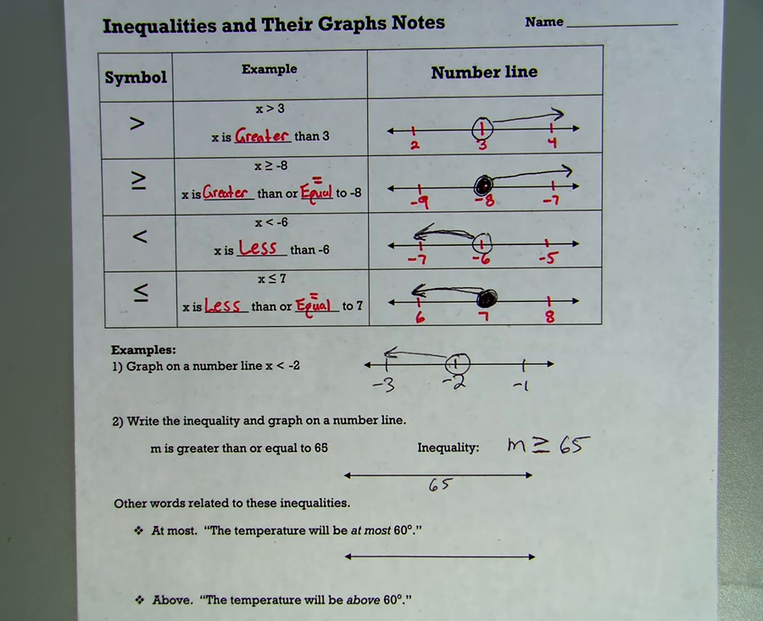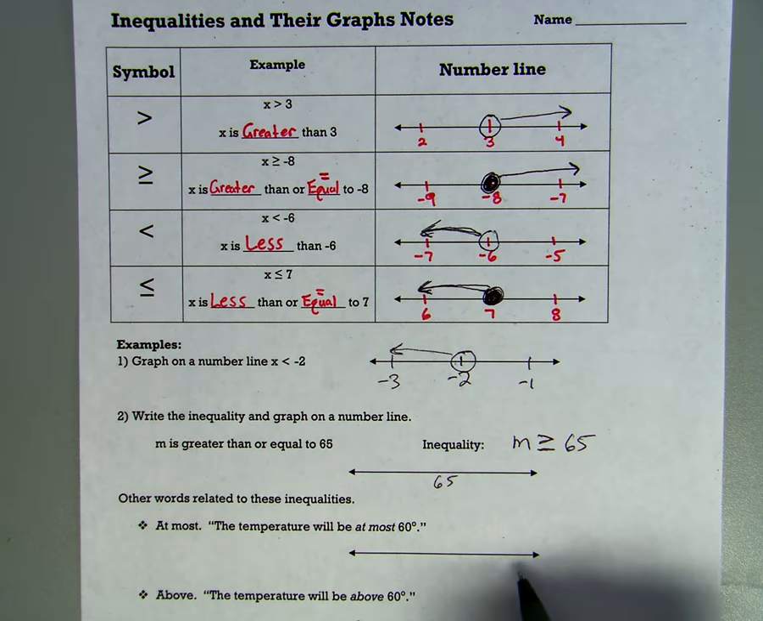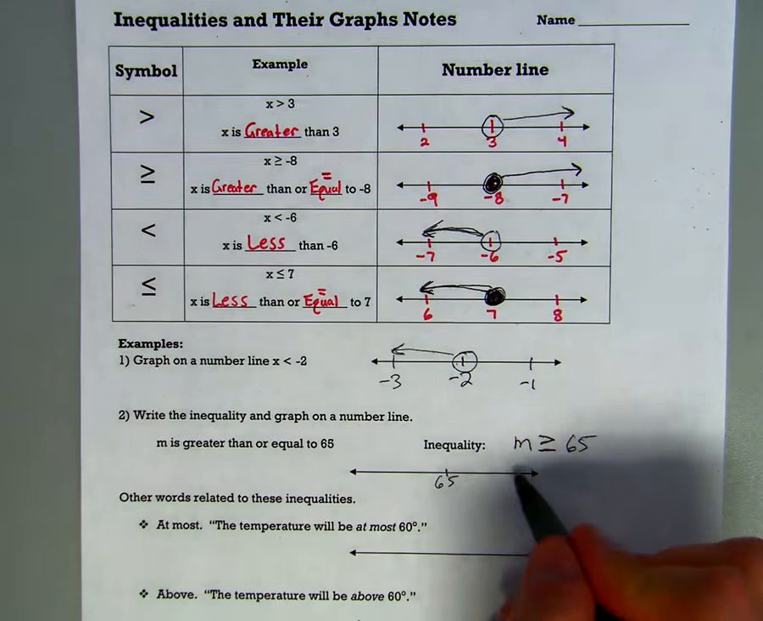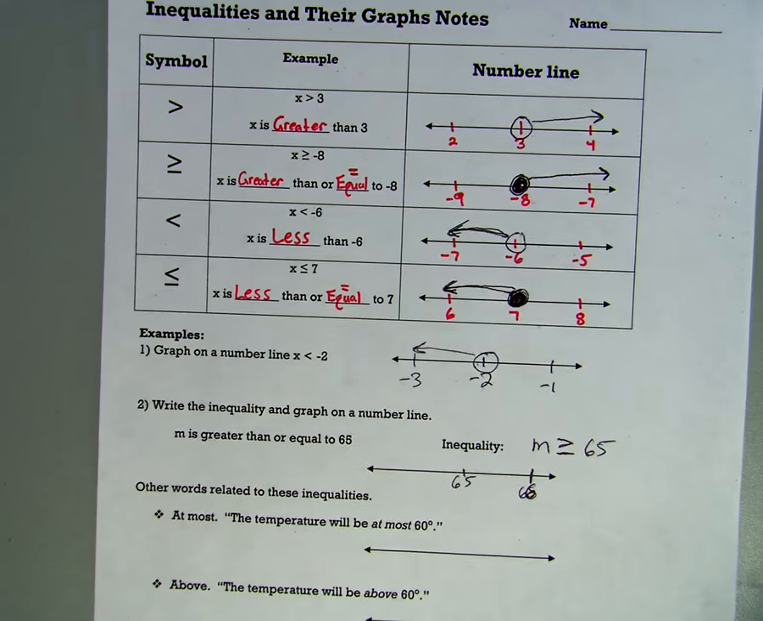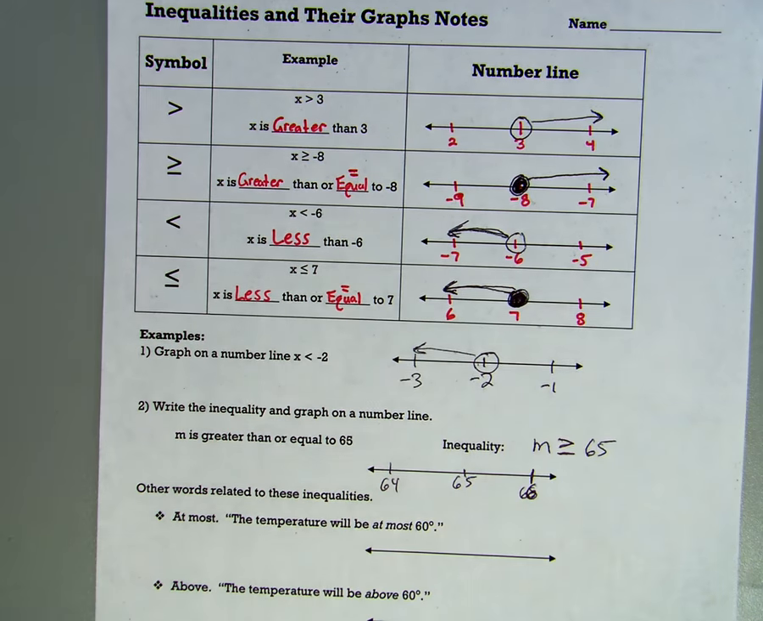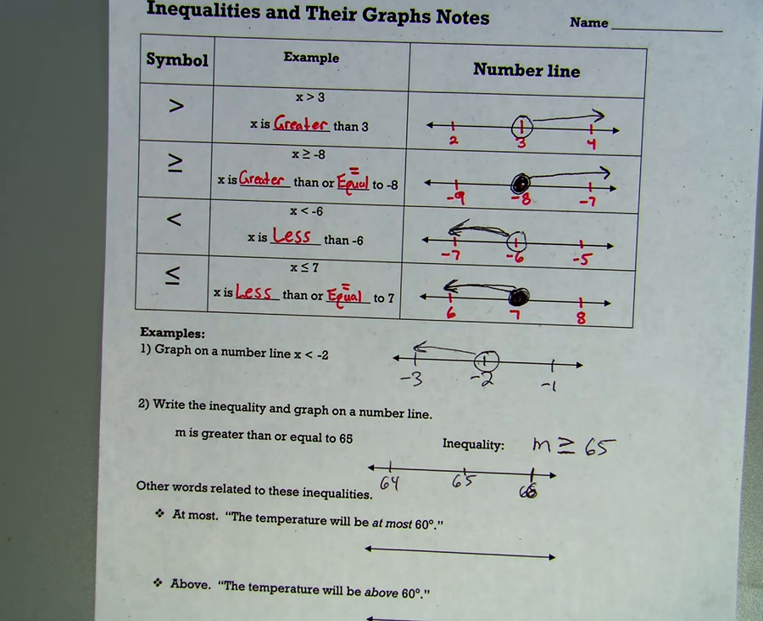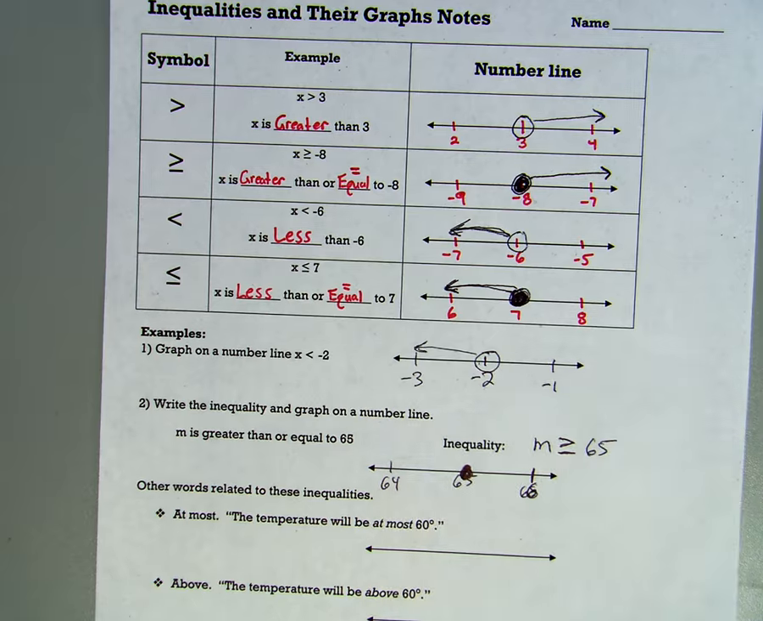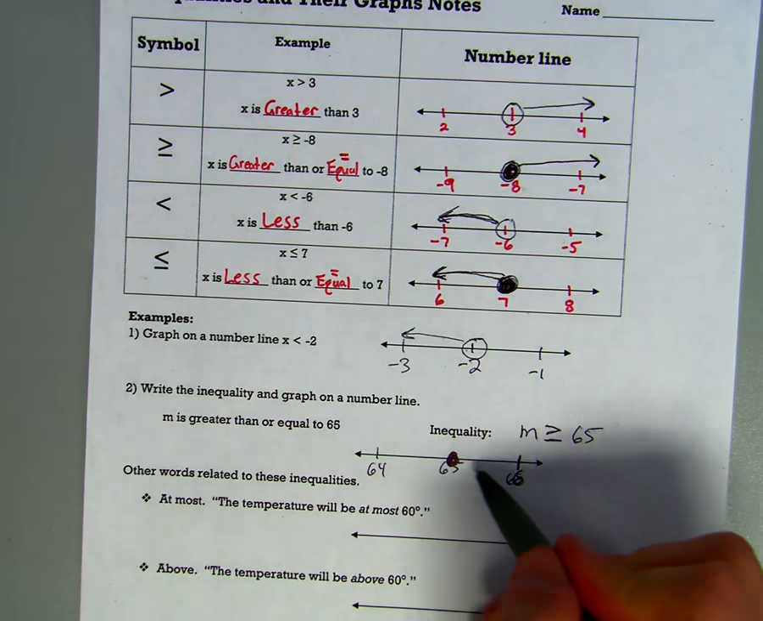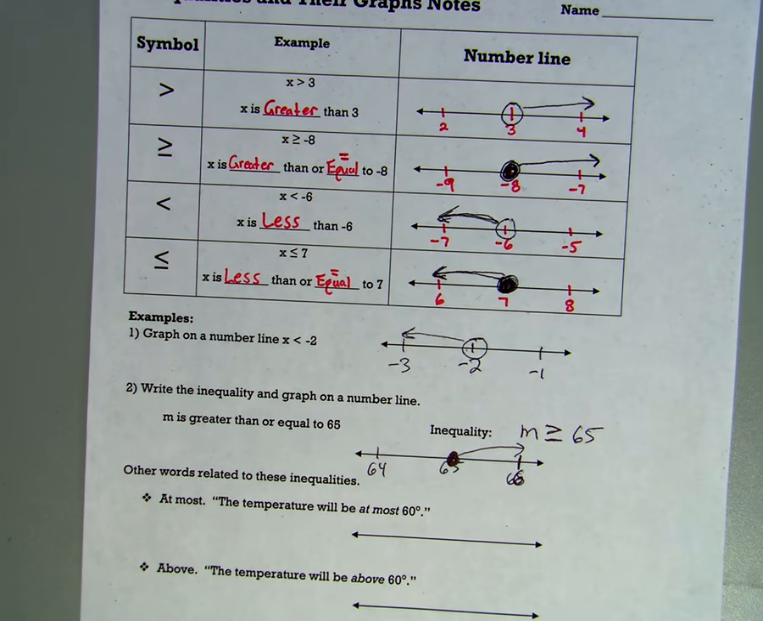So we have to draw a line underneath there as well. So here I go to graph it. Put 65 in the middle. One more than that is going to be 66, and one less than that would be 64. It is greater than or equal to, so it is a closed circle. Make sure I show a closed circle at 65. Again, it's greater than, so I'm going to go to larger numbers.